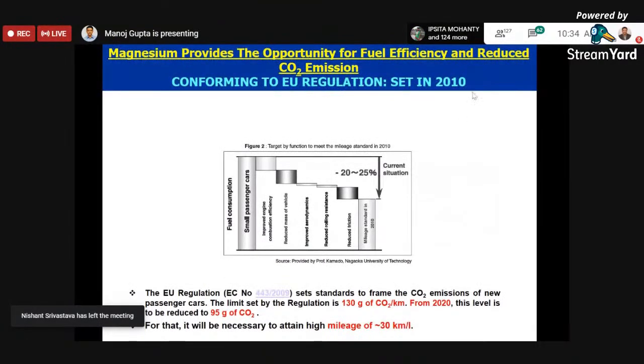So as a result, somewhere in 2010, that was the time when all the countries were coming together for the Paris Agreement, the European Union decided that let's cut down the fuel consumption by 20 to 25% by the year 2020. They gave themselves 10 years time. So their aim was to reduce the CO2 emission from 130 grams of CO2 per kilometer to about 95 grams of CO2, which translates to about 35% in terms of CO2, and which translates to a mileage of about 30 kilometer per liter per vehicle. So at that time, it used to be about 10 or 12 kilometer per liter.